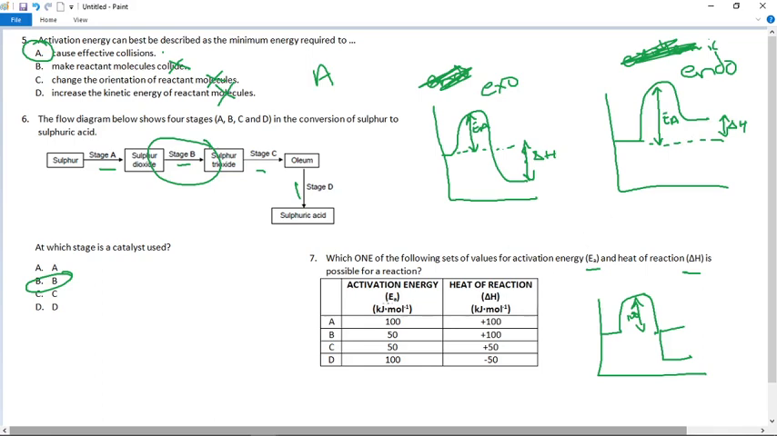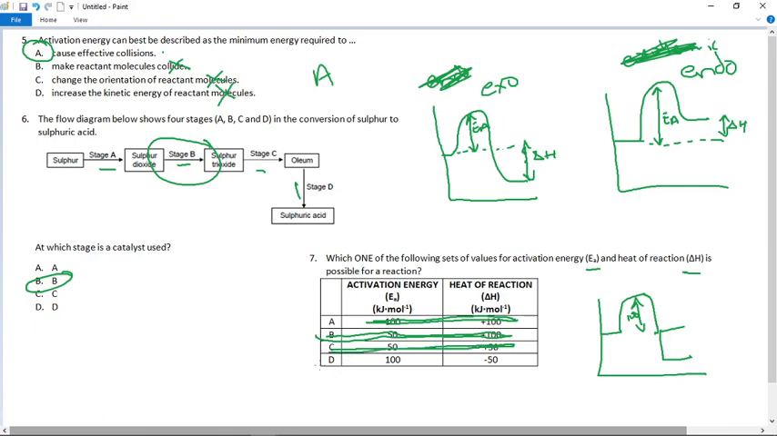So this one cannot happen because the activation energy is the same as the heat of reaction for an endothermic reaction. And the first step in any reaction is always endothermic. So this one is also not possible. If we look at B, if we go up 50 and we go up a further 100 for an endothermic reaction, you're actually just getting higher and higher. Your delta H is bigger than your activation energy. That can't happen. This one with 50 and 50, the same logic applies to the 100 and 100. It's not going to work.